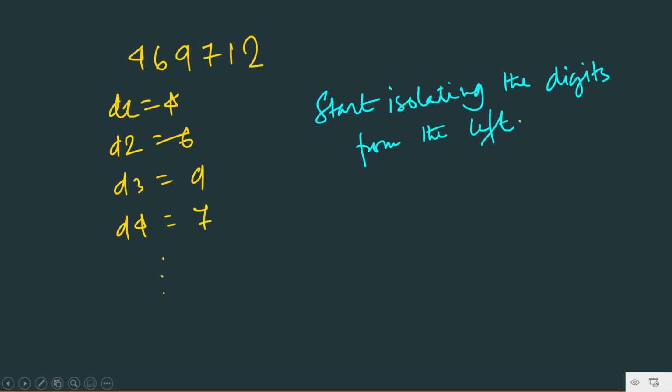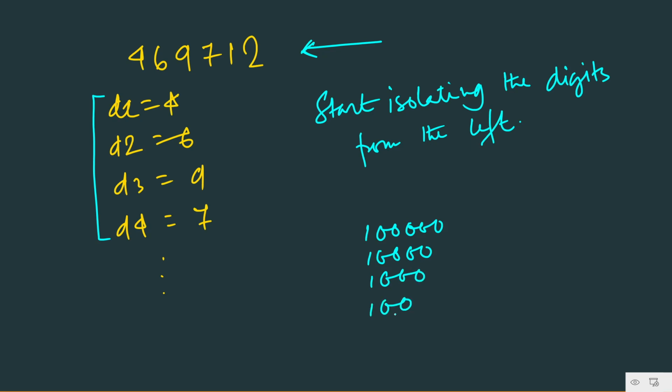Now there is another way in which we can perform the same action, which is isolating the digits, but we can do it from the right side. In that approach, instead of dividing by 100,000, then 10,000, then 1,000, then 100, we just divide by 10 every time. Divide by 10, modulo 10. That's what we do again and again. So let's see how that method works.